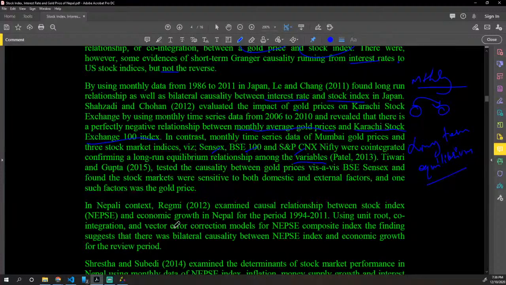So Tiwari and Gupta tested. When did this guy do it? Patel 2013, right? Because 1990s data can't be trusted from BSE. It was part of manipulation. Tiwari and Gupta 2015 tested the causality between gold prices and, vice versa, BSE Sensex and found that the stock market was sensitive to both domestic and external factors, and one such factor was gold prices.